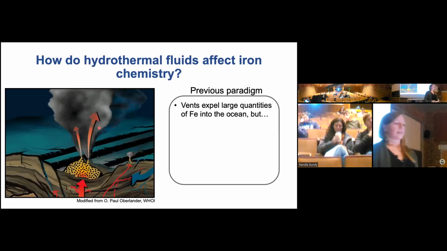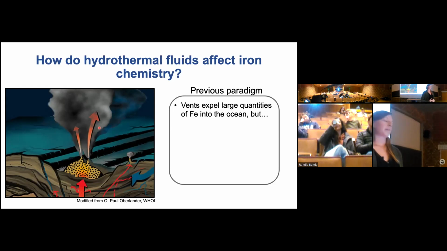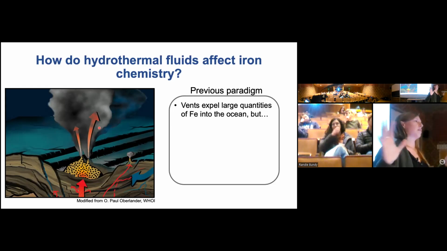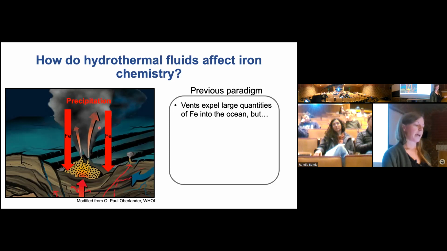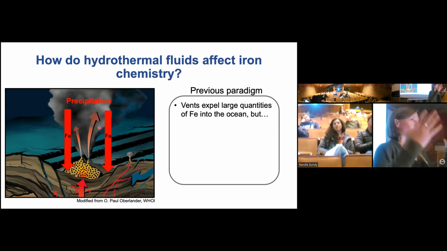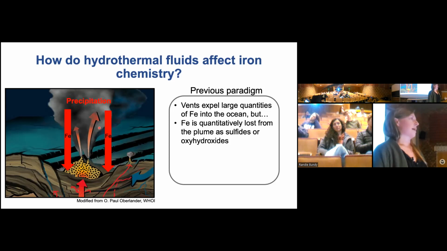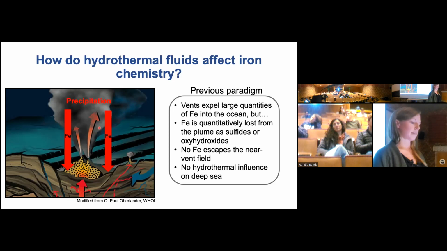Previously we thought that hydrothermal fluids might not affect the broader ocean iron chemistry because these vents expel a lot of iron into the surrounding seawater, but this iron, as it mixes with oxygenated seawater, forms these insoluble iron oxyhydroxides, so it precipitates right next to the vent. A lot of this iron is quantitatively lost right next to the vent as sulfides or oxyhydroxides. And that's why a lot of deep sea mining activities are focused around these vent sites.